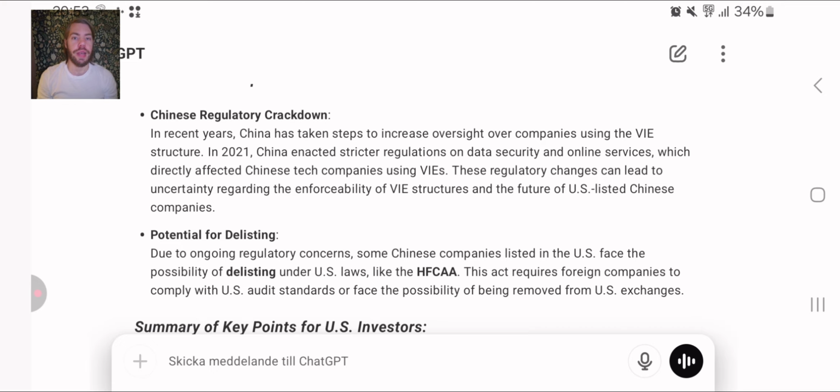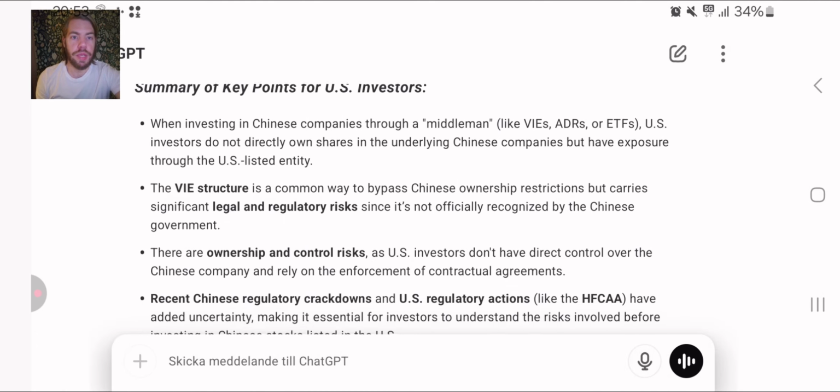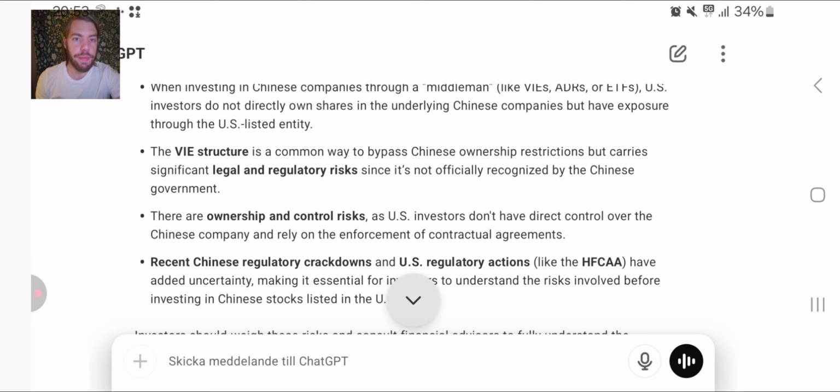And I don't want to take random chances and gamble in the stock market. So before you invest in Chinese companies, you better think about this, and maybe you need access to the Chinese markets through more direct ownership, like a Hong Kong listing or even from China. So they did some summaries here. It's a great way to bypass the Chinese ownership law restrictions, but carries some significant legal and regulatory risks.